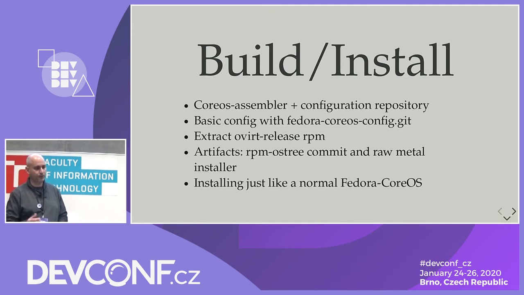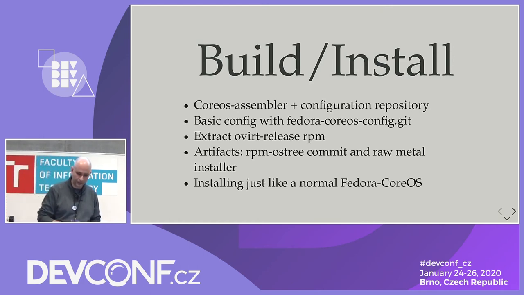It's a container. You pull it from Quay and give it the configuration repository, which holds all the manifests and all the repo files that are needed to compose the OS tree commit. What we do is take the oVirt release RPM, which holds all the repo files for oVirt, extract the repo files, and install them right in the configuration directory. After taking some manifest files and other configurations from the basic Fedora CoreOS config and putting these two together, we compose our own OS tree image.